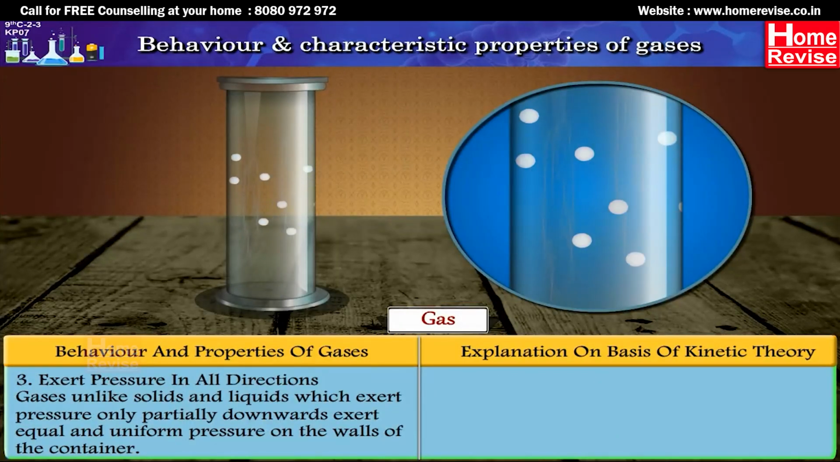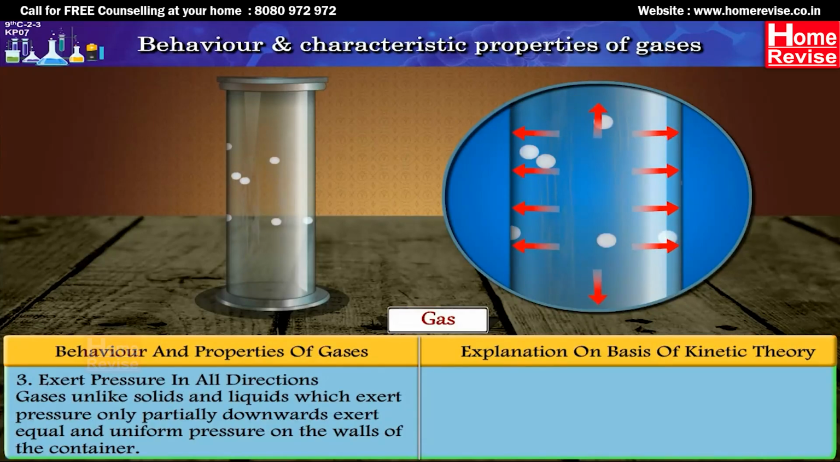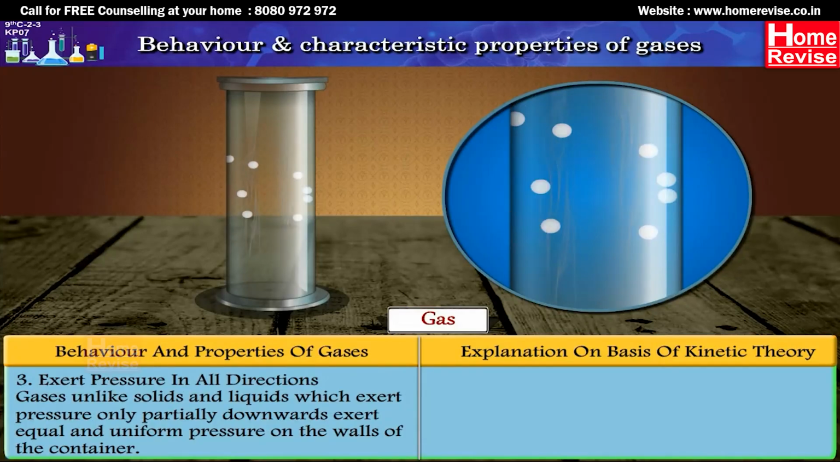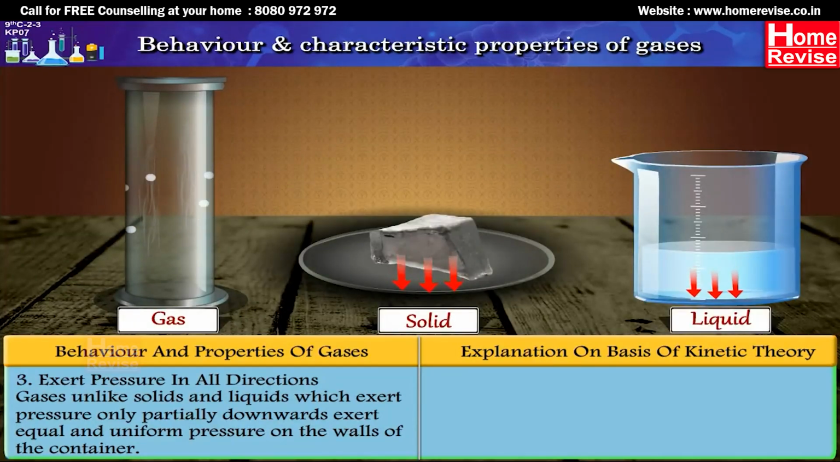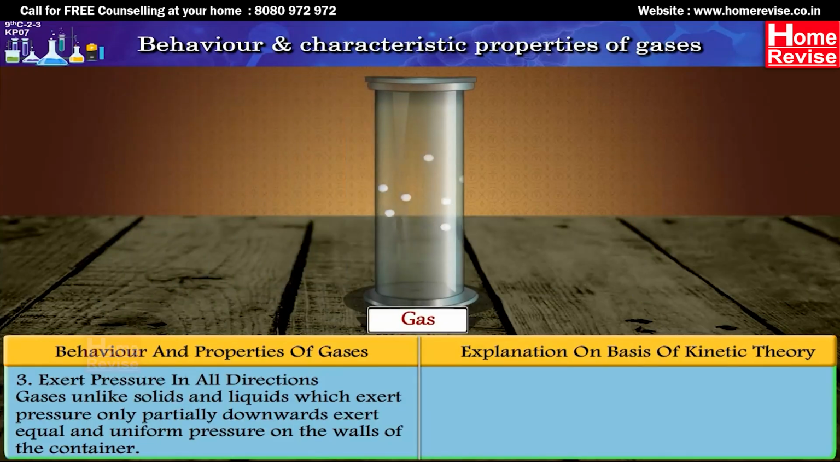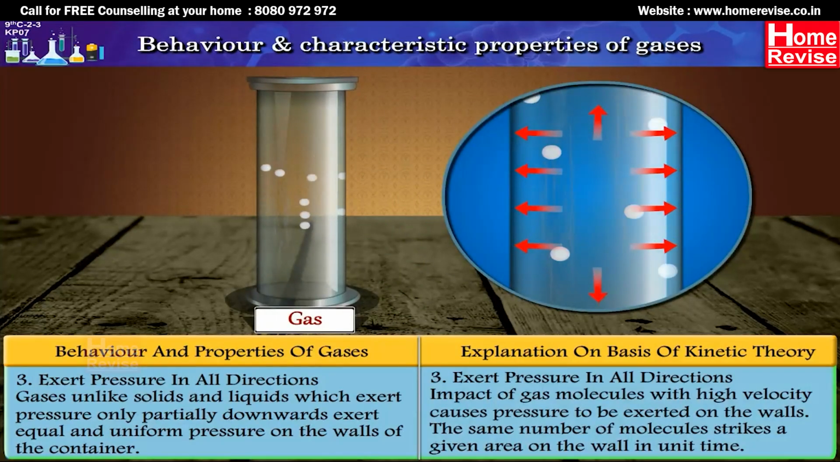Third behavior and property of gases. Exert pressure in all directions. Gases, unlike solids and liquids, which exert pressure only partially downwards, exert equal and uniform pressure on the walls of the container. Explanation on basis of kinetic theory. Impact of gas molecules with high velocity causes pressure to be exerted on the walls. The same number of molecules strikes a given area on the wall in unit time.